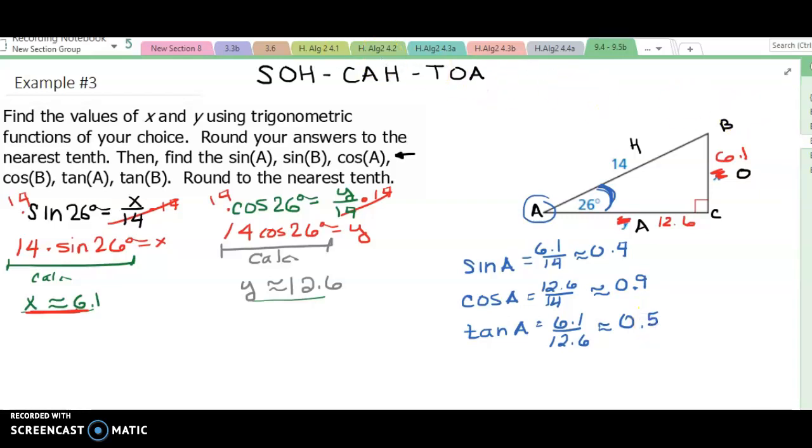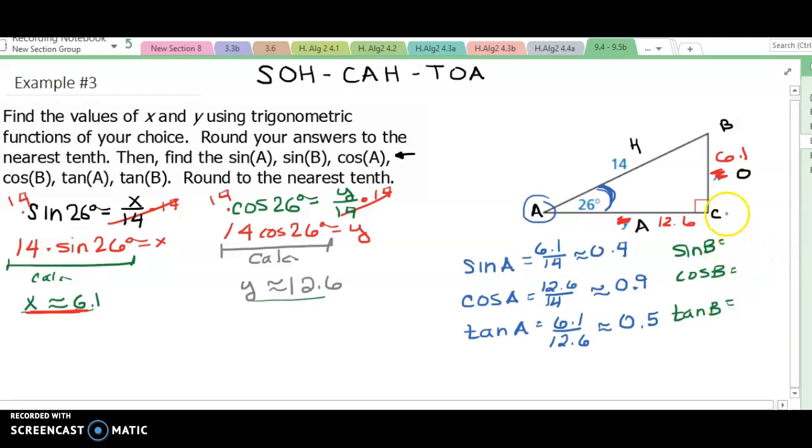All right. Now, let's look at sine of B, cosine of B, and tangent of B. If I change my reference angle, my O and my A switch. So this is now my A, this is now my O. So now this is my reference angle. Sine of B is just opposite over hypotenuse, so 12.6 over 14, that's roughly 0.9. We're running out of room here.